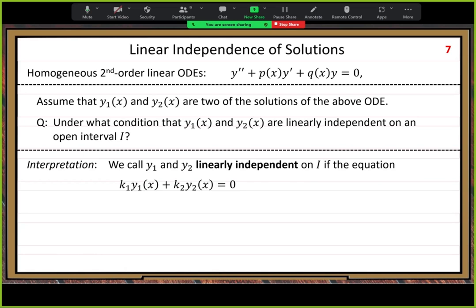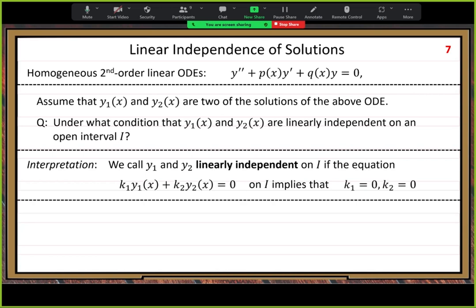K1 y1, and remember, y1 here is a function of x, plus K2 y2, also a function. And this equation should be true on the interval I. If it is true, that implies that K1 equals 0 and K2 equals 0. That's the exact meaning of linear independence. Try to understand this. Let me repeat it.